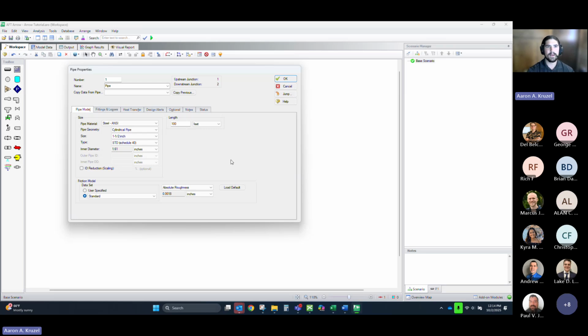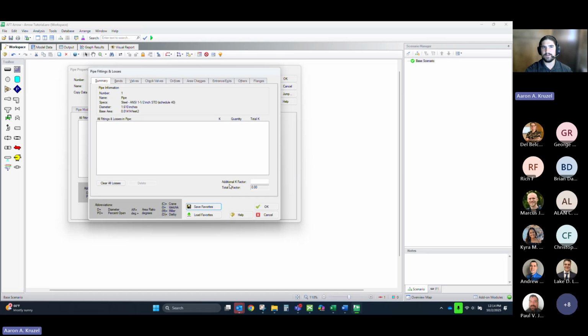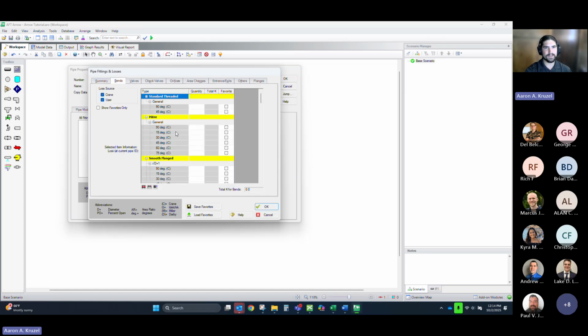So very useful there. So going in, we're going to go to our fittings and losses, and then add some equipment and stuff that's going to be on this actual pipeline. So we'll add some bends. There's a smooth flange. We can say this bends up, over, down, over, let's say five bends.